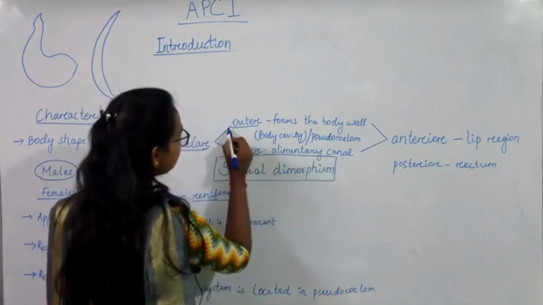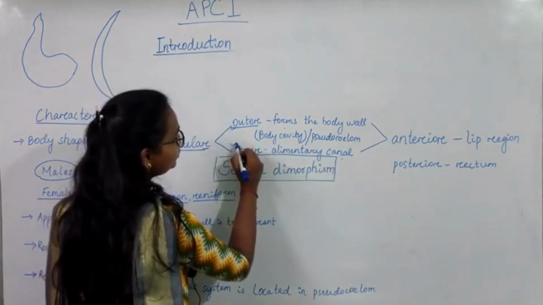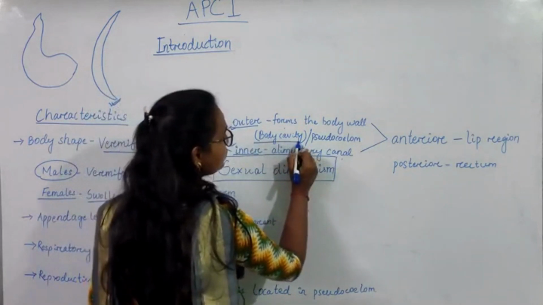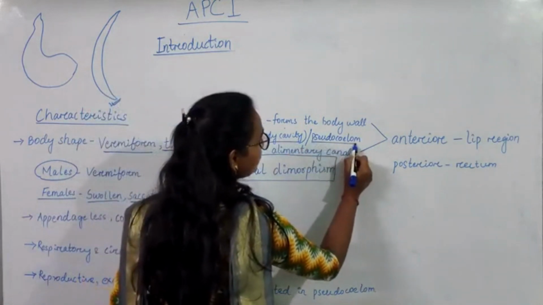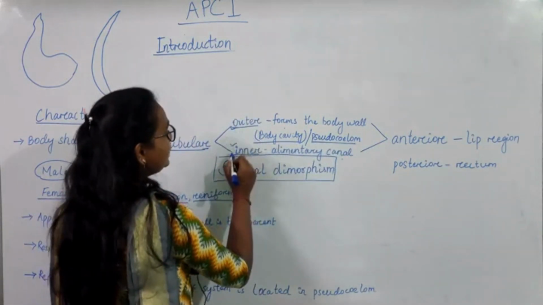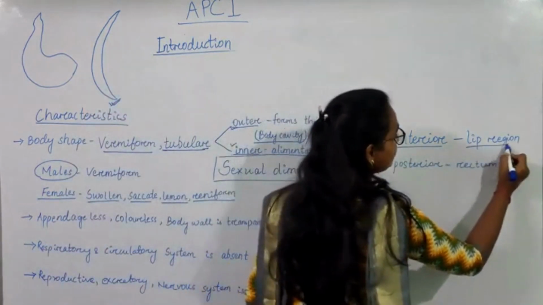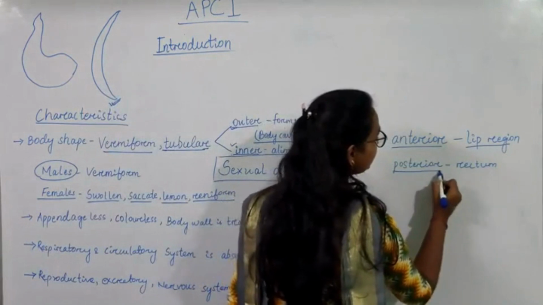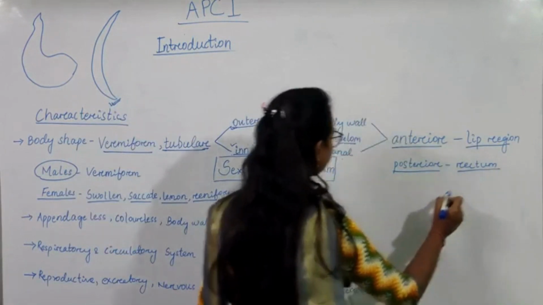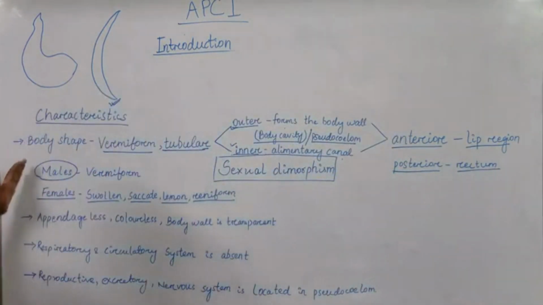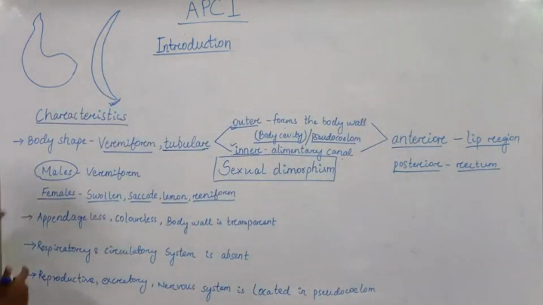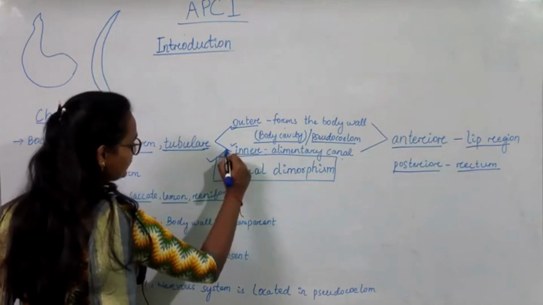And the space between the outer tube and the inner tube is the body cavity, which is also called the pseudocoelom. These 2 tubes join anteriorly to form the lip region, and they join in the posterior to form the rectum region. The difference between the shapes of the male and female is also called sexual dimorphism.